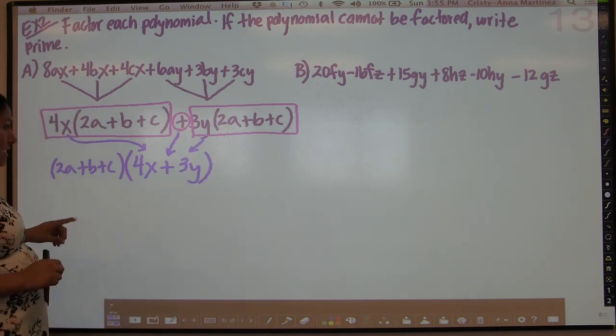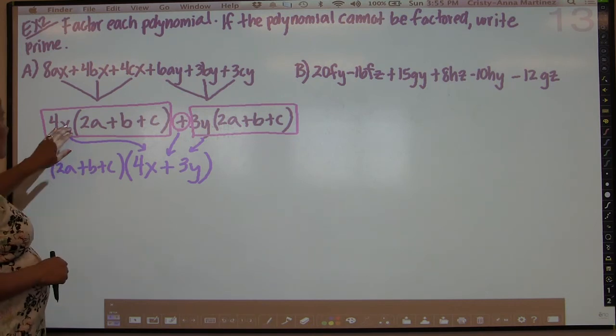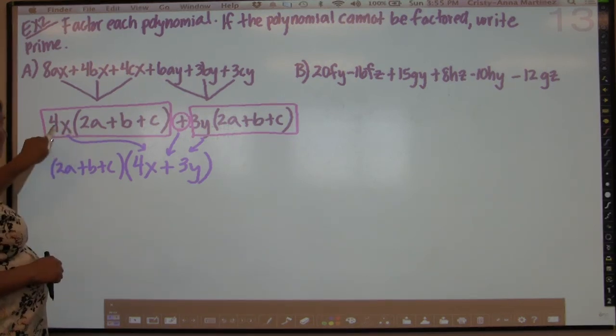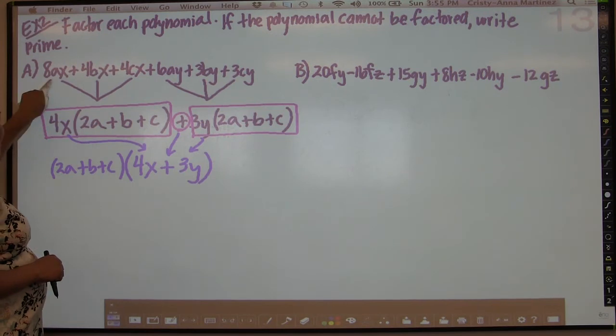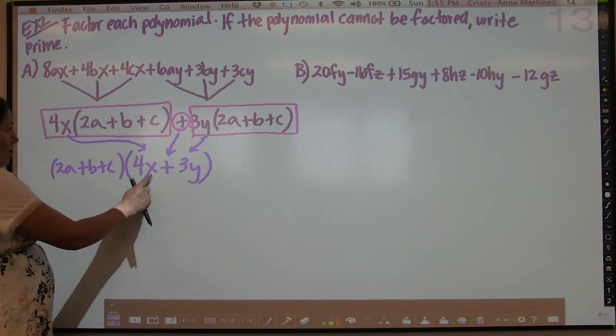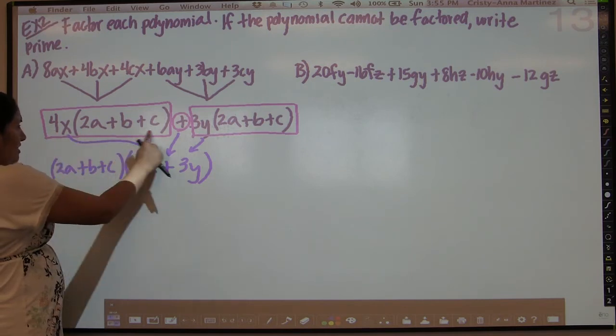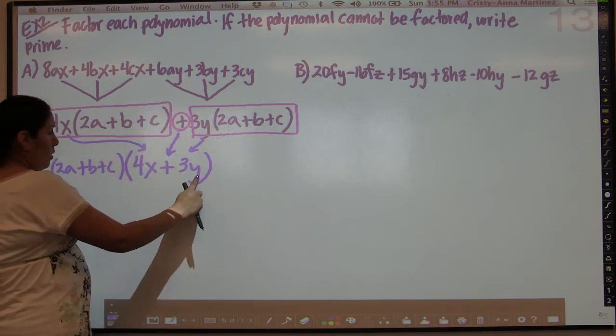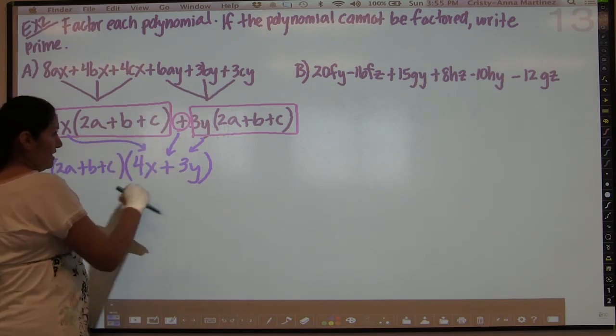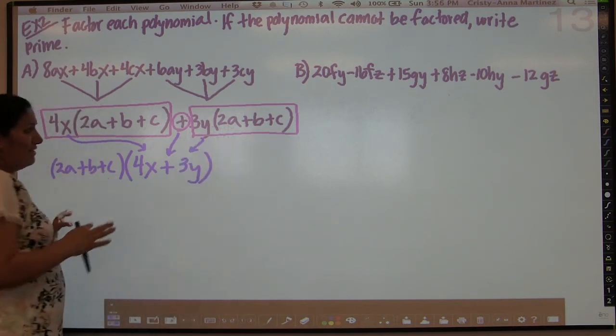And if you don't understand why that works, again, what you saw me do was say that 4x times 2a was 8ax. It is true that 4x times (2a plus b plus c) is all of this same term. And then 3y times (2a plus b plus c) is all of that term. So it is in fact the same thing.